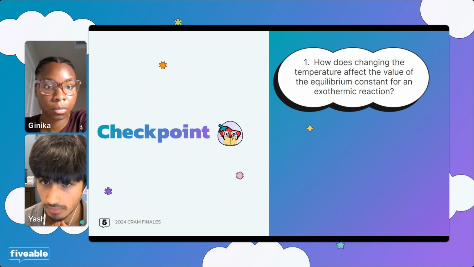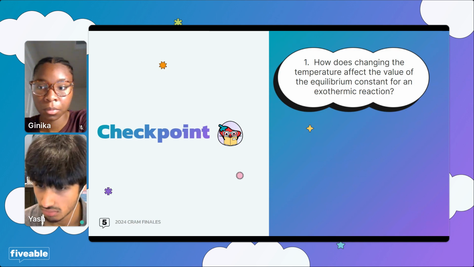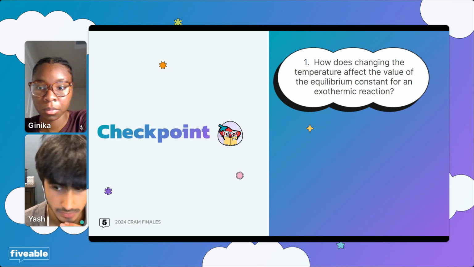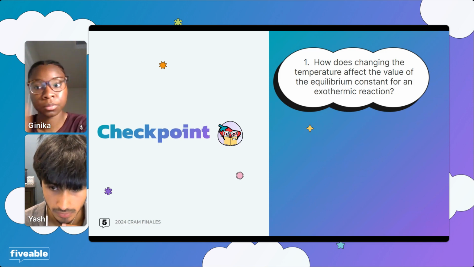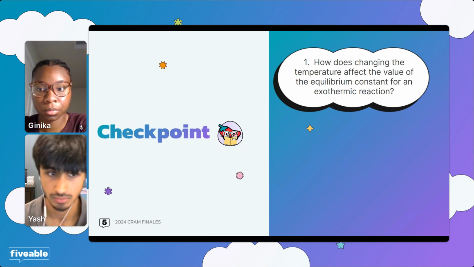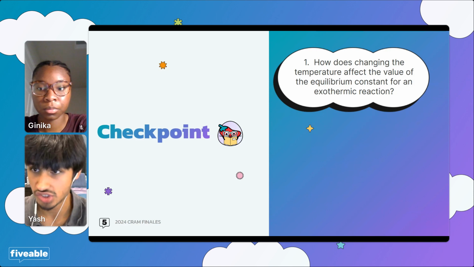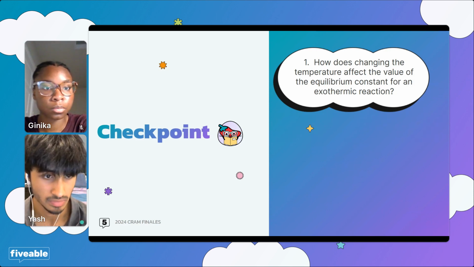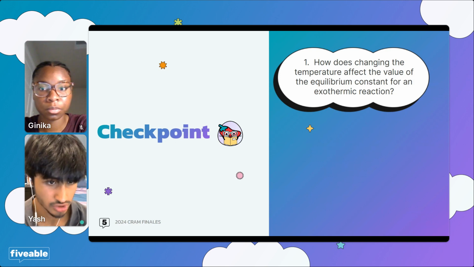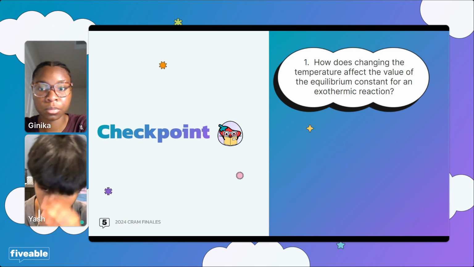Change the temperature. Either way, describe it. If you increase the temperature, what happens? If you decrease the temperature, what happens? So those of you just saying it decreases K or it increases K, be more specific. If you increase temperature, what happens? If you decrease temperature, what happens?